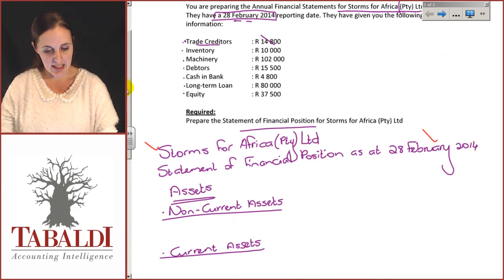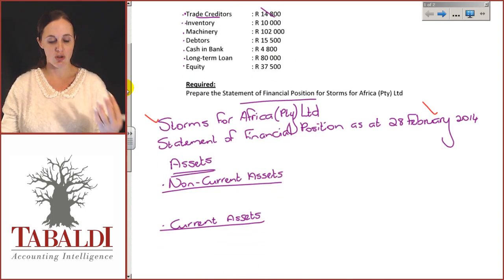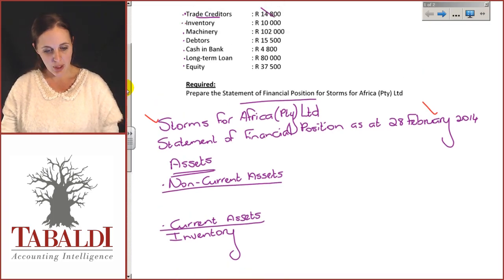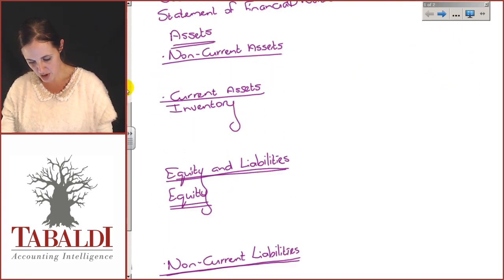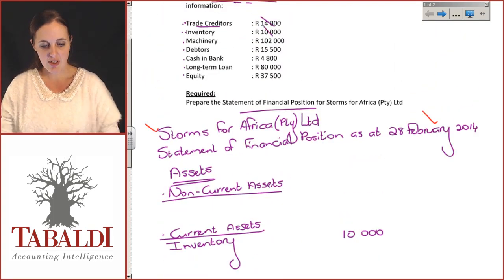The next one I need is my inventory. Inventory is a stock that you have on hand. That is an asset. It's going to be worth money to you, and you're going to realize that within 12 months. So that goes underneath your current assets. And we had 10,000 rands worth of inventory. Let's make sure that we line this up with our other number so it makes life easier for us. 10,000 rand, and we can cross that off.